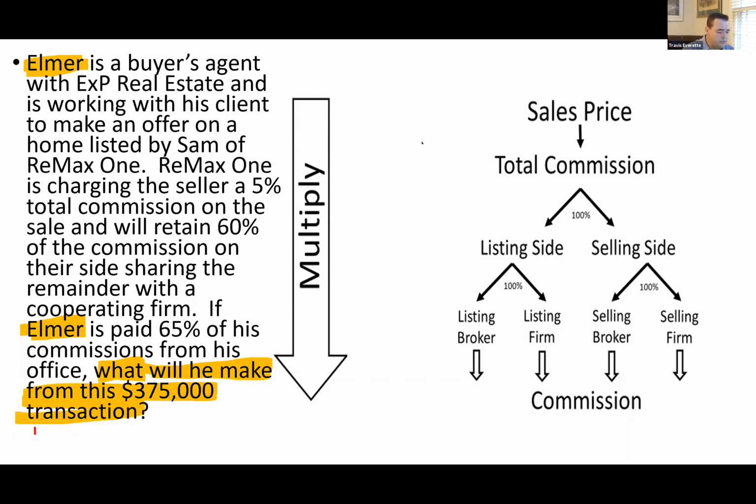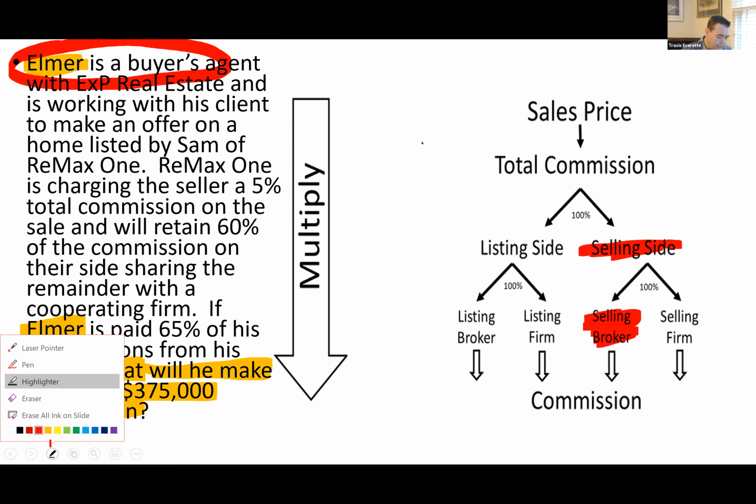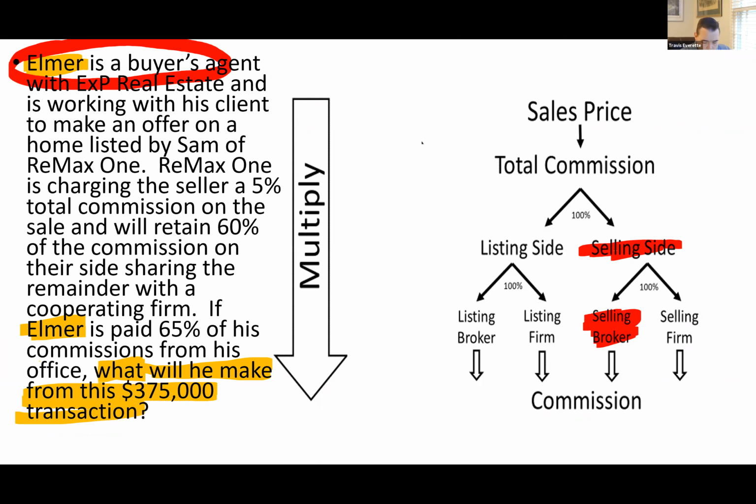Look at the first thing it says. Elmer is a buyer's agent. Right there. Elmer's a buyer's agent. Well, as far as I know, buyer's agents aren't buyer's agents over on the selling side? So wouldn't Elmer be the selling broker? Wouldn't that be Elmer? I think so. I think that's right. So I think this is going to be Elmer right here.